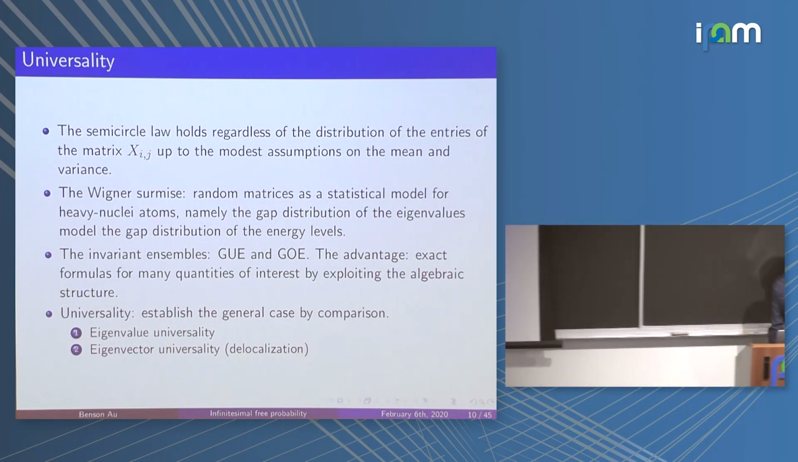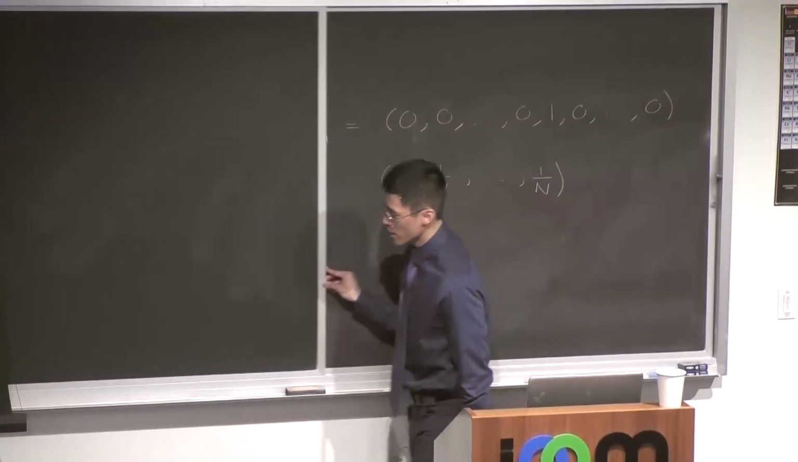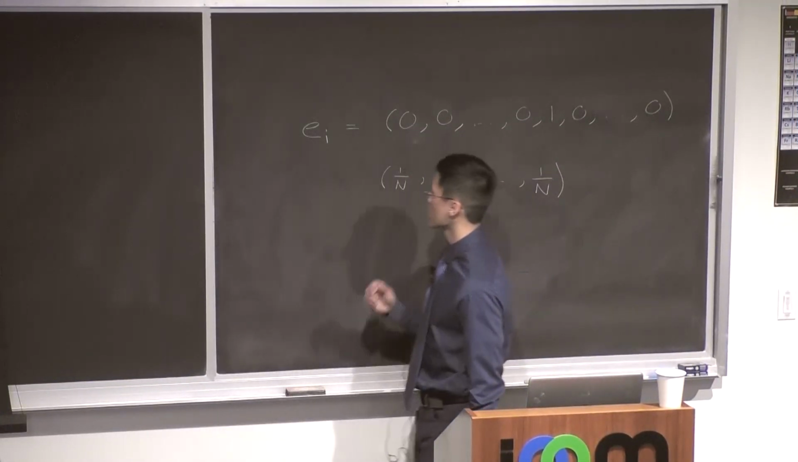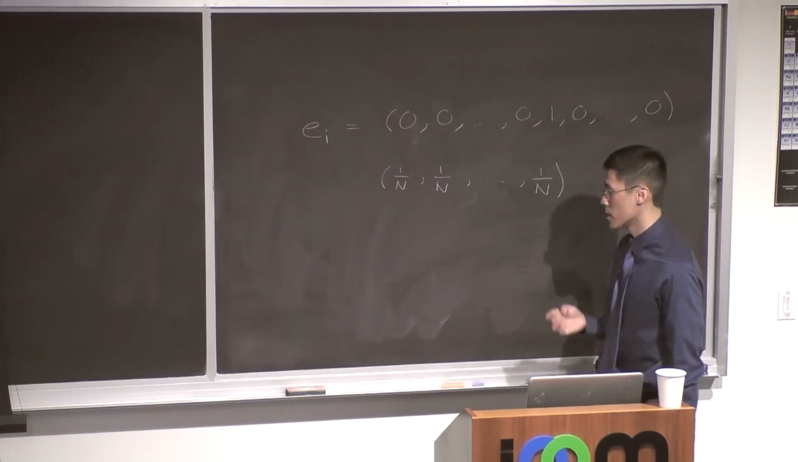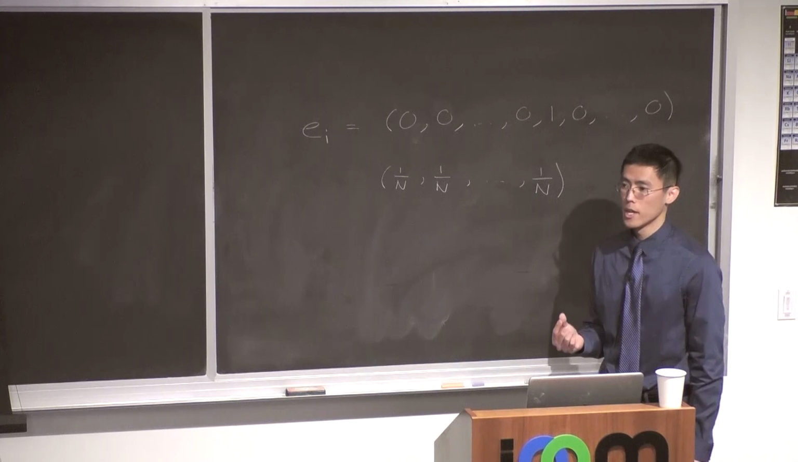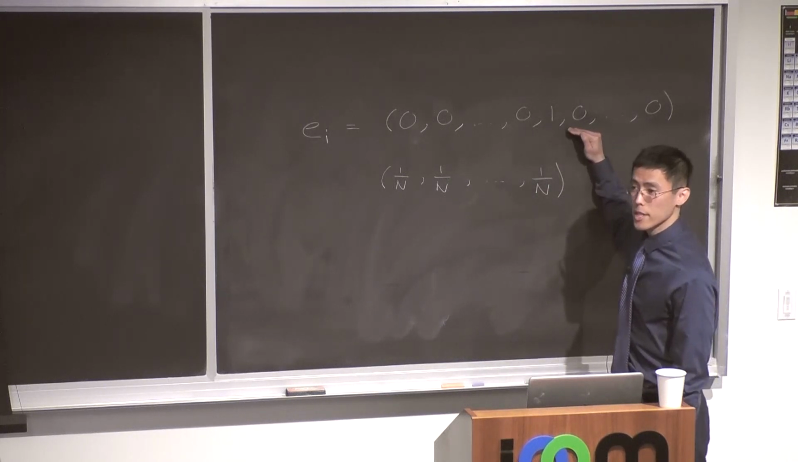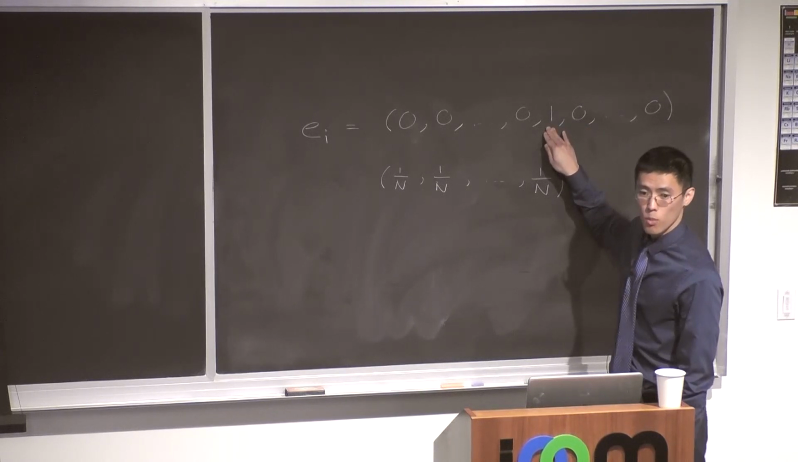Delocalization, at least for the purposes of this talk, I'm going to consider very special cases of it. You consider the eigenvectors associated to your eigenvalues, and the idea is whether or not the mass of your eigenvector is carried only on a few coordinates. That would mean localized. For example, if your eigenvector was something like a standard basis vector, that would be localized. All of the mass is stuck just on one coordinate.